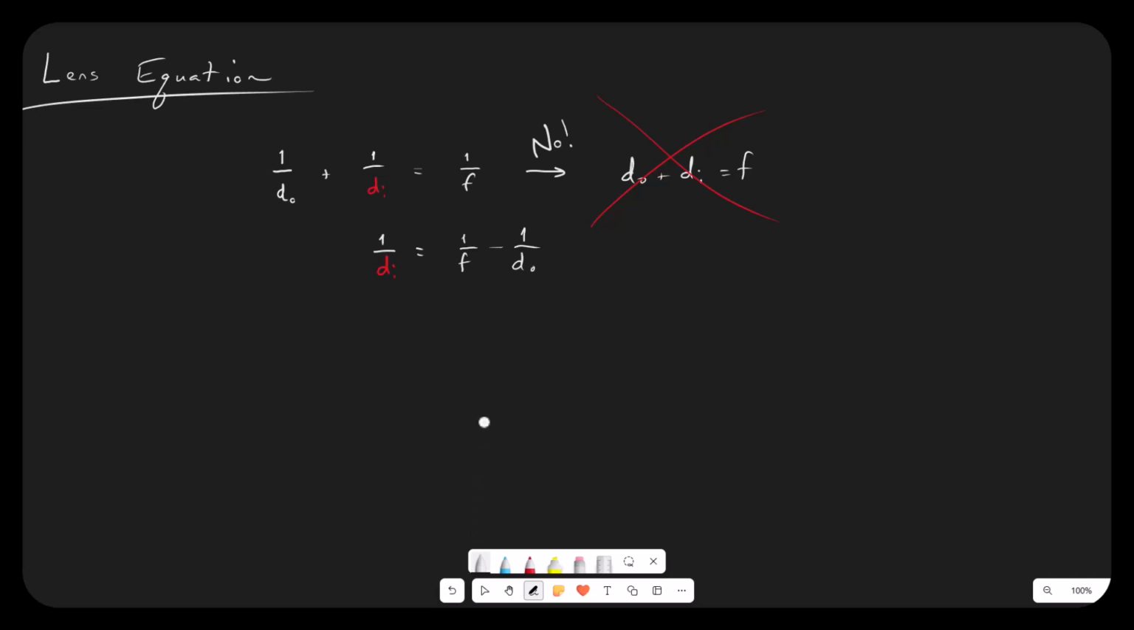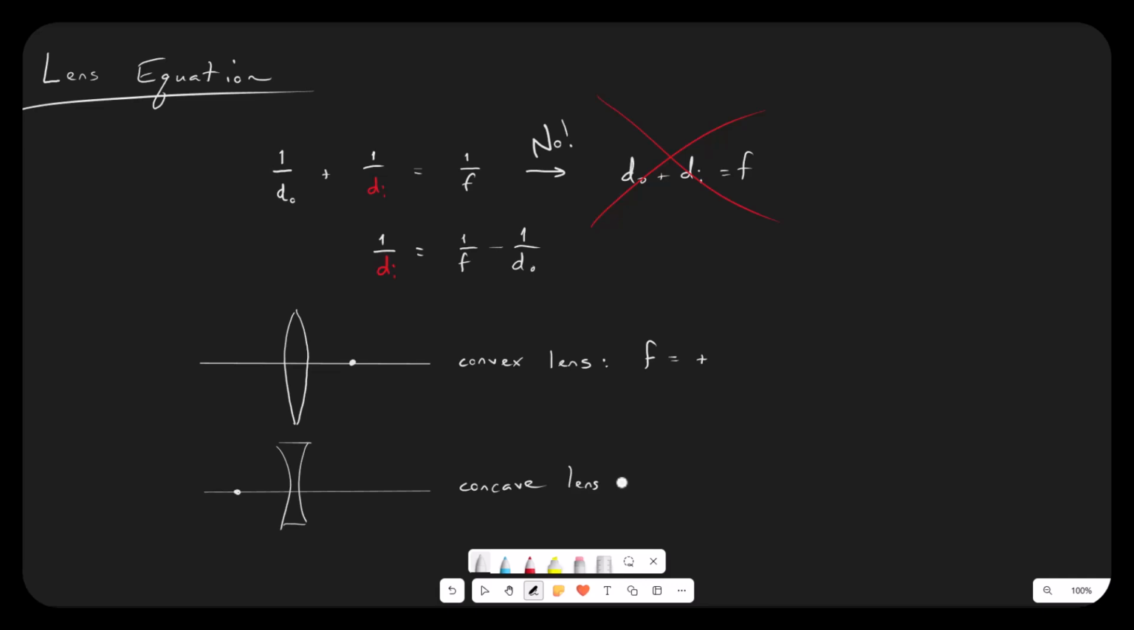What we need then for this lens equation is some sign conventions. With a convex lens, we had a focal point that was over here. With a concave lens, we had a focal point that was over here. So for a convex lens, we are going to say that our focal length is a positive number. For a concave lens, our focal length is a negative number.